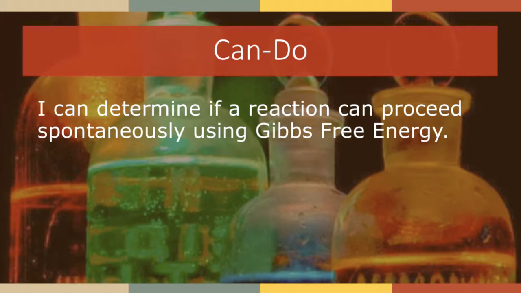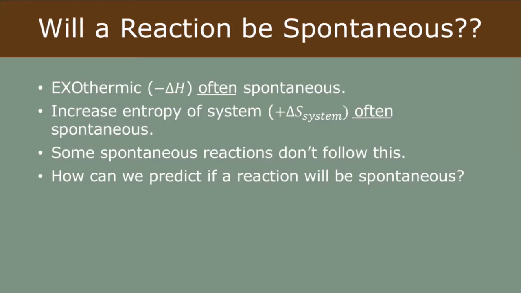What is this Gibbs free energy all about? We know that many, but not all, exothermic reactions occur spontaneously. Those are the reactions with negative delta H reaction. We also know that many spontaneous reactions involve an increase in entropy of the system, a positive delta S system, but some processes that occur spontaneously involve a decrease in entropy, such as two atoms of hydrogen gas forming a hydrogen molecule.